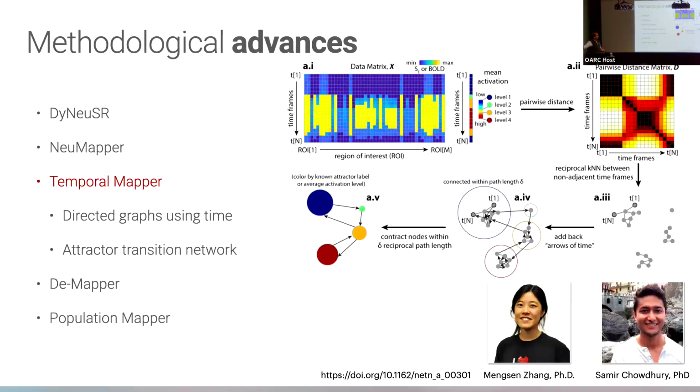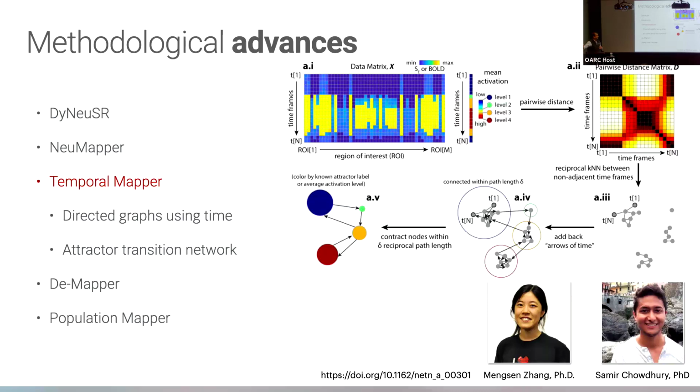Mungsen and Samir. Mungsen was another postdoc in my lab. Now she's an assistant professor, I think at MSU. She came up with this very cool idea that, you know, we have this mapper, but it's not directed. So why not make it directed? Because we know which time is where. So you get this directed, asymmetric graph, which is really useful.